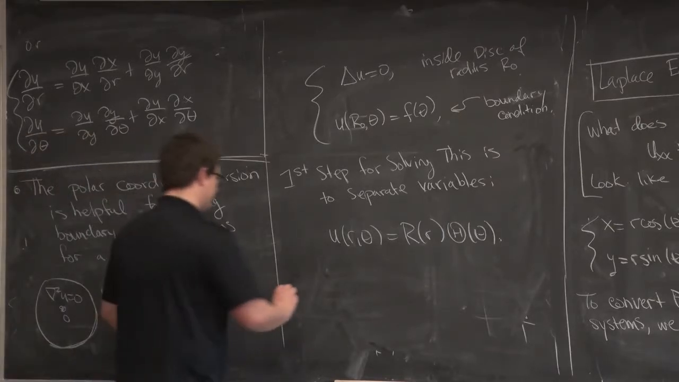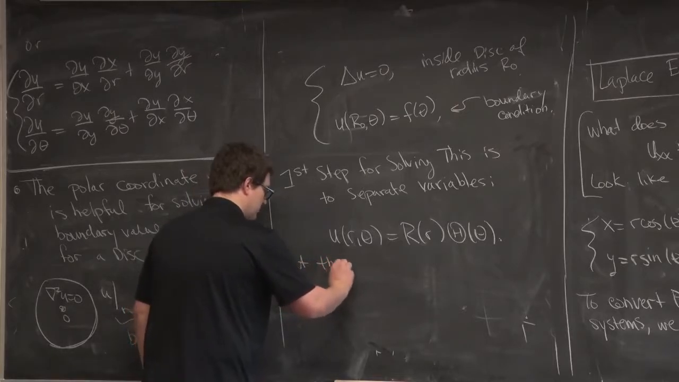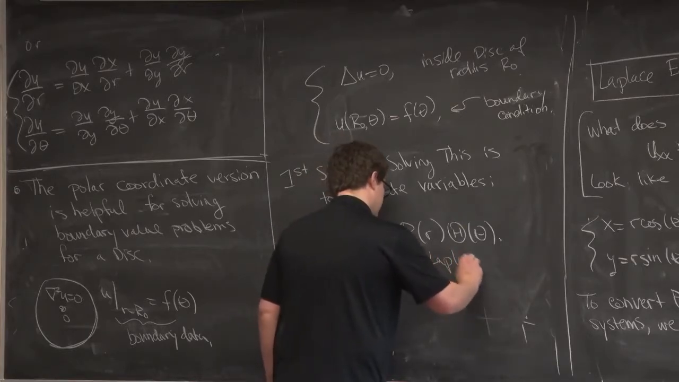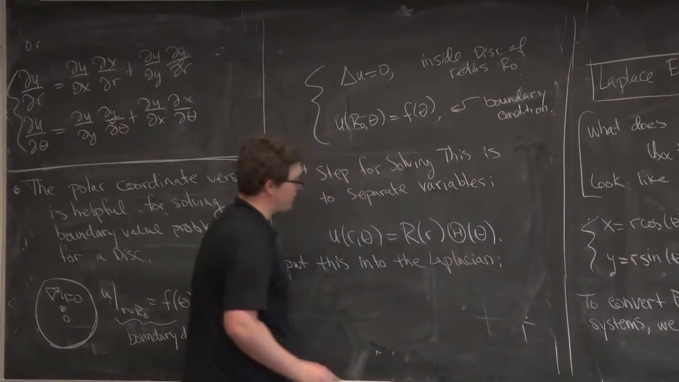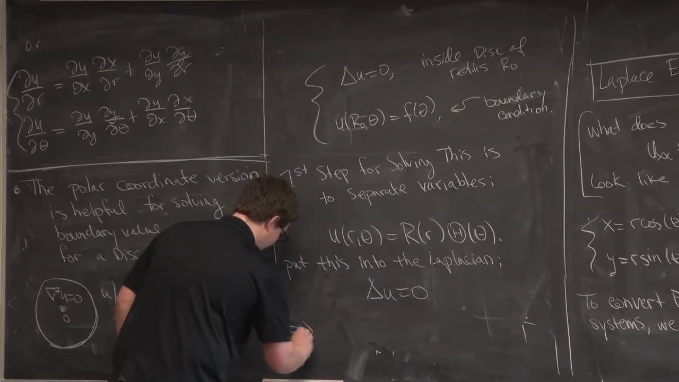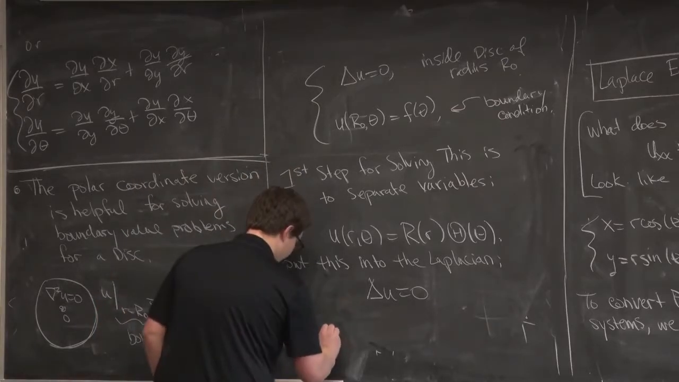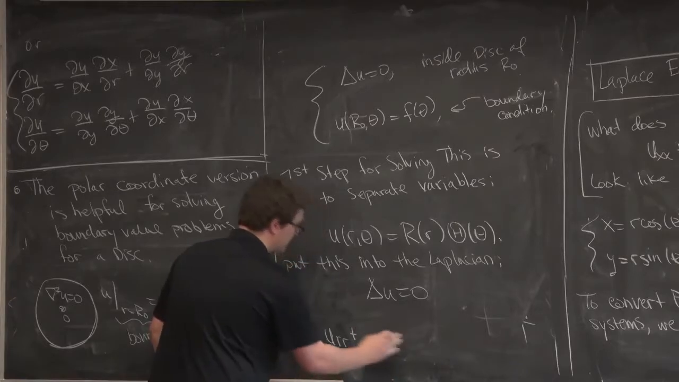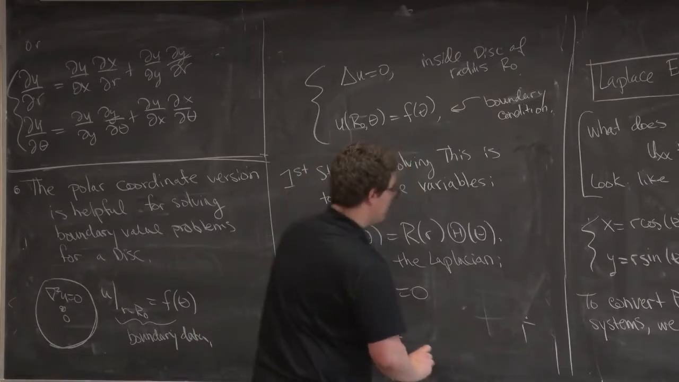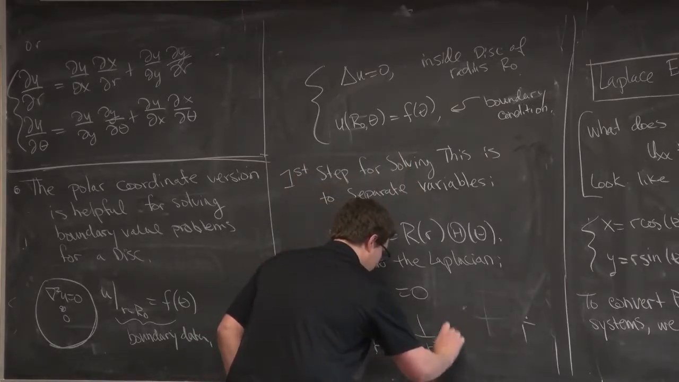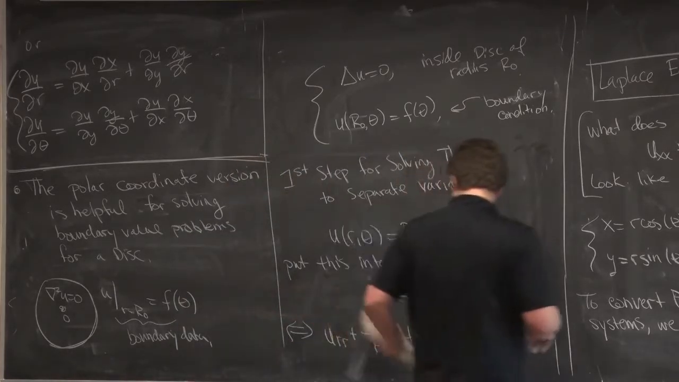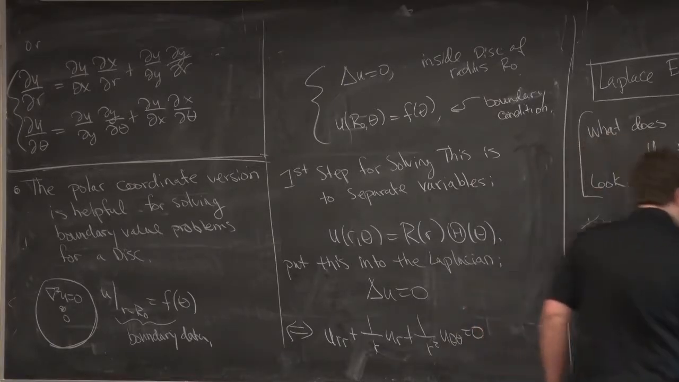So we put this into the Laplacian. Right? And so this equation here is the same as, okay, so what do we have? So we have u_rr. I'm just going to copy it down one more time just to be clear about what this equation is: u_rr plus 1 over r u_r plus 1 over r squared u_theta theta is equal to 0. So this is the same Laplace equation, but we're just using different coordinates.